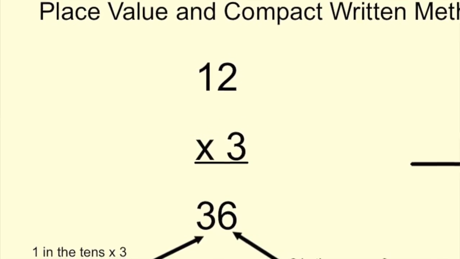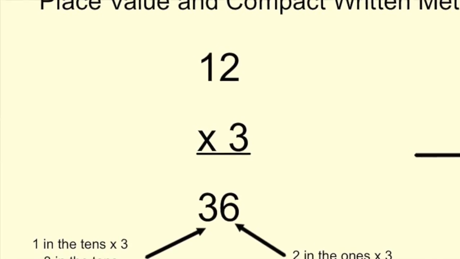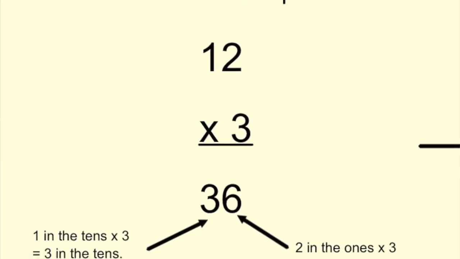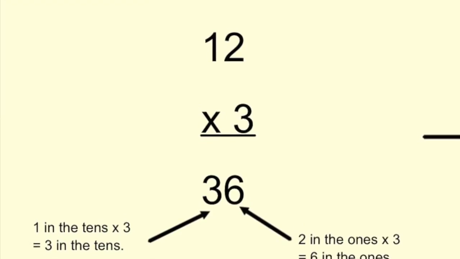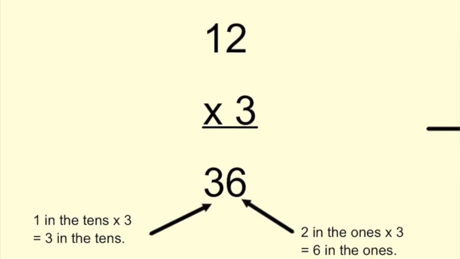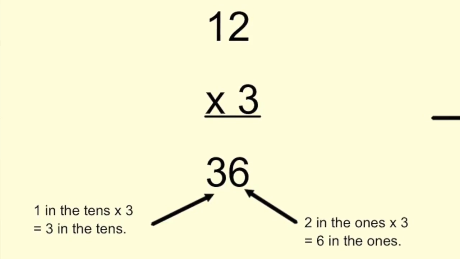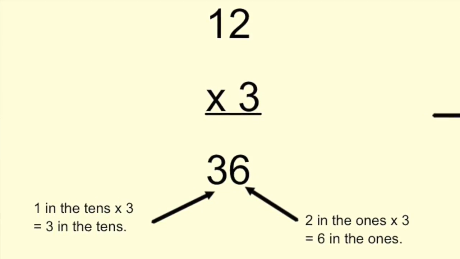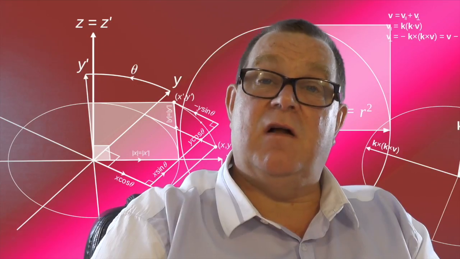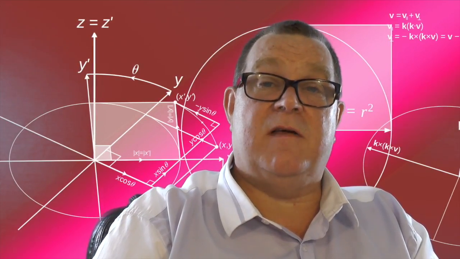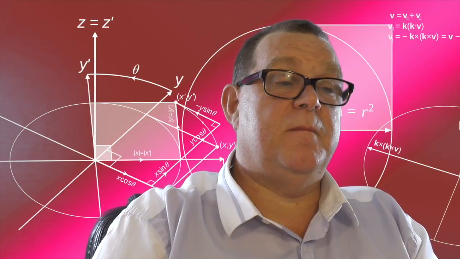So if we look here, we have 12 times 3. We can say that's 2 in the ones column times 3, which gives us 6 in the ones column, and 1 times 3 in the tens column, which gives us 3 in the tens column. Here we are dealing with much smaller calculations, which makes the whole process so much easier.